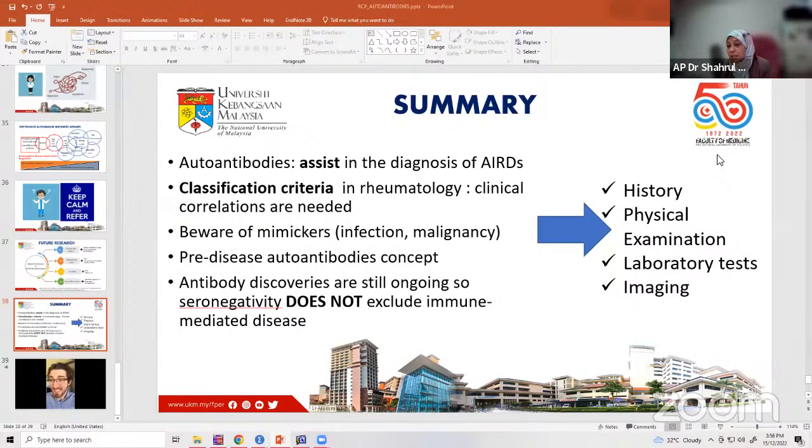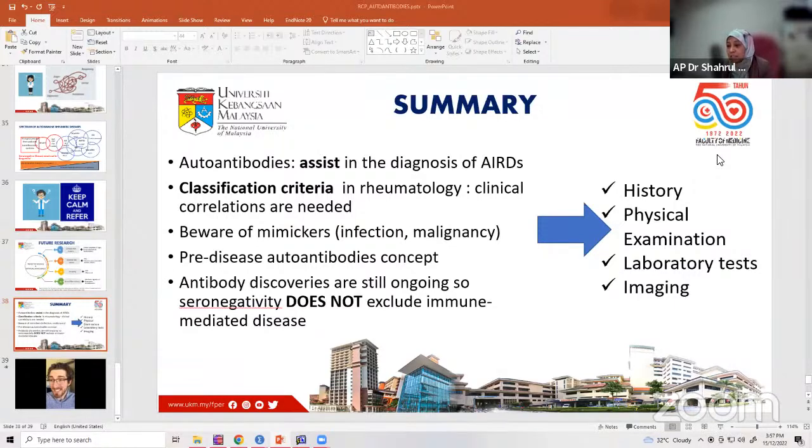Hydroxychloroquine is recommended to be continued lifelong, basically, unless the patient develops complications. But of course, you have to monitor the toxicity. Long-term use of hydroxychloroquine is associated with maculopathy, so there needs to be an ophthalmology referral, especially for those who have been on it for more than 5 years.